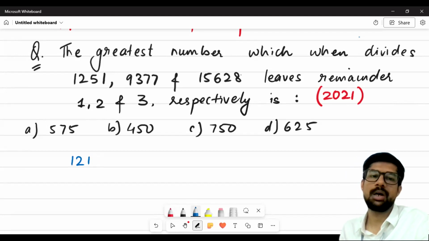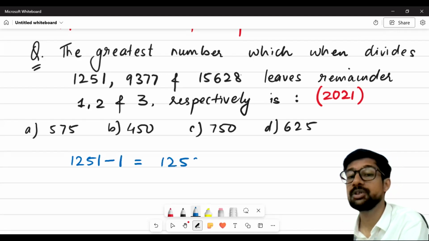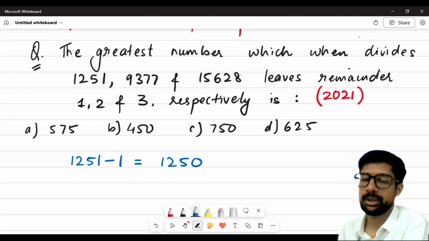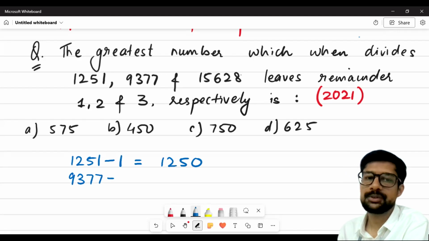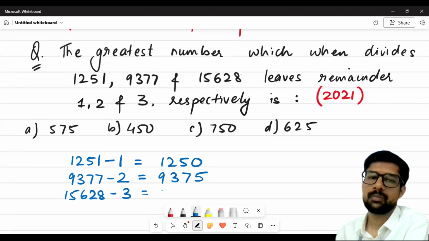1251 से जब डिवाइड हुआ तो 1 रिमाइंडर बचा. तो जब वो रिमाइंडर हटा दिया, मतलब ऐसा नंबर आ गया जो पूरी तरह डिविजिबल है. 9377 इसमें से 2 का रिमाइंडर बच रहा है तो हमने हटाया, और जब रिमाइंडर हटाया तो जो नंबर आएगा वो पूरी तरह डिविजिबल रेंज का होना चाहिए था. 15628 में से हमने 3 हटाया, हमें मिला 15625.